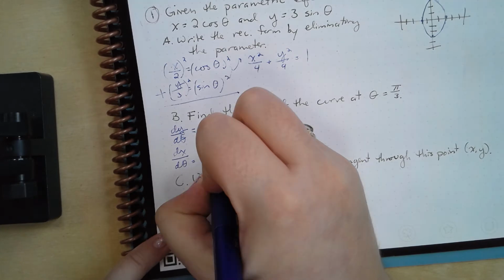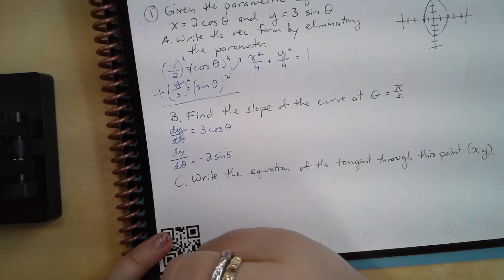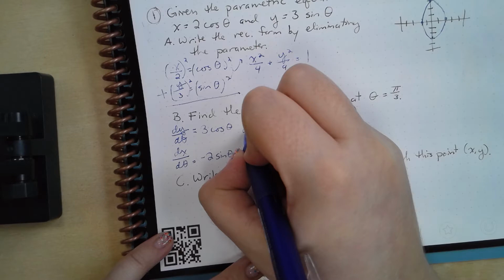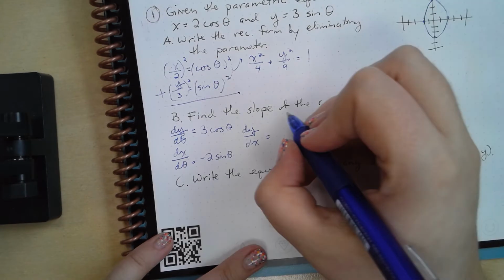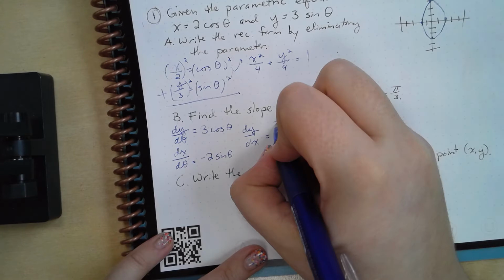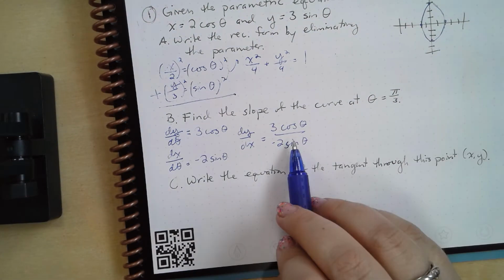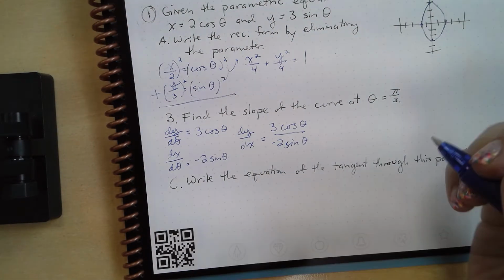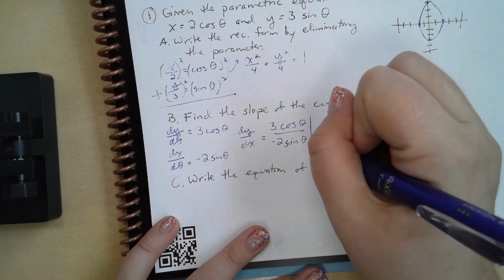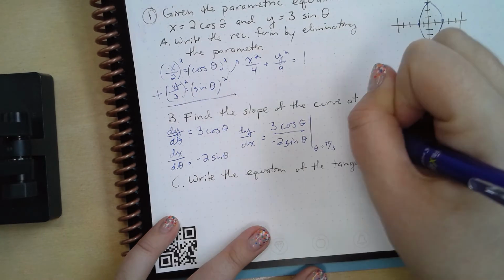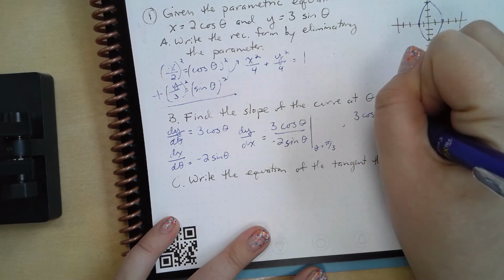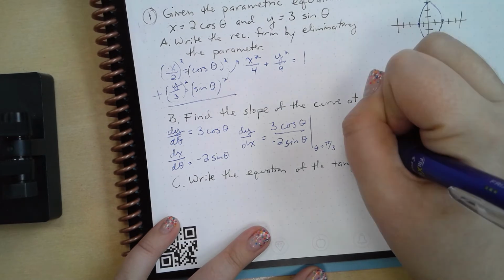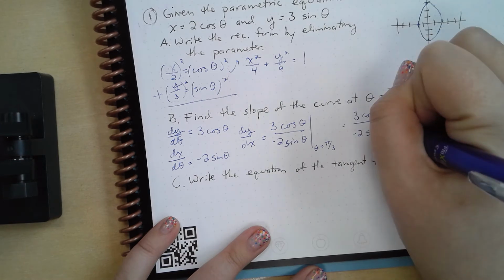Cool. So dy over dx is going to be equal to 3 cosine theta over negative 2 sine theta. Great, we found our dy over dx. That really wasn't too bad, but we do actually need to evaluate this at theta equals pi over 3. So that's going to give us 3 cosine of pi over 3 over negative 2 sine of pi over 3. Kind of back to, that's about here, right?